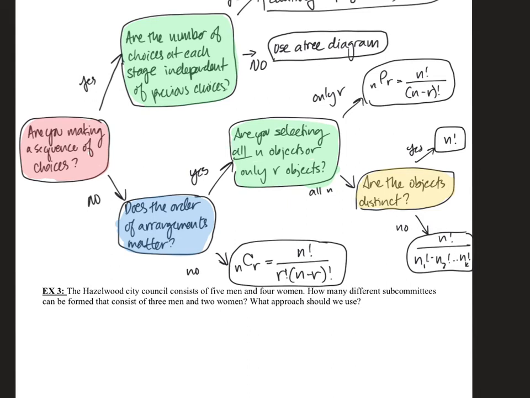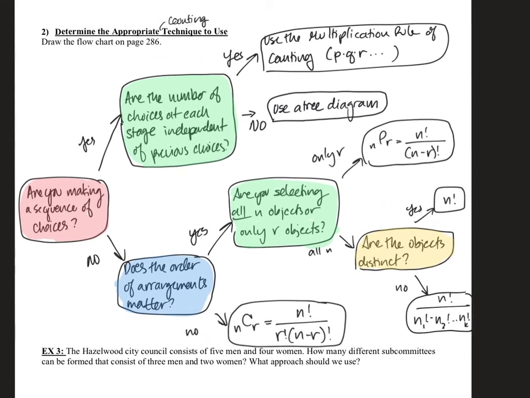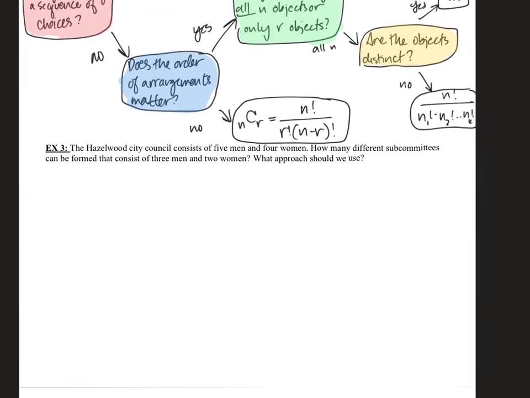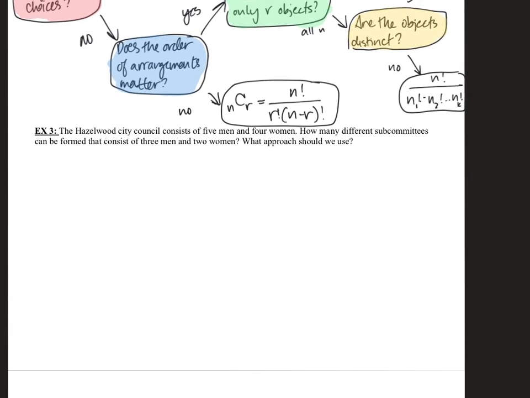So then the next question is, are the number of choices at each stage independent of previous choices? Well, we're picking between men and women. So let's see. If we select from men and then select from women, the number of choices at each stage is going to be independent of the previous choices. The men chosen is not going to impact the women that are chosen. So we're going to use the multiplication rule of counting. All right. So we're trying to find n of subcommittees.